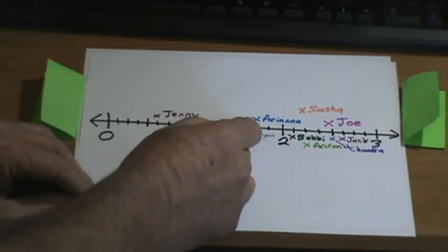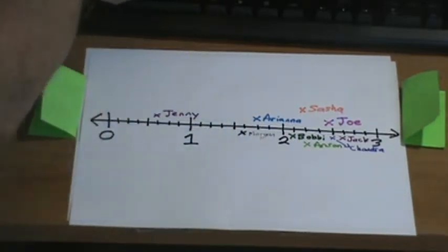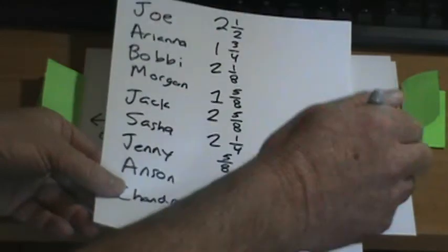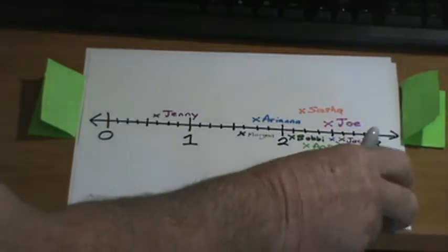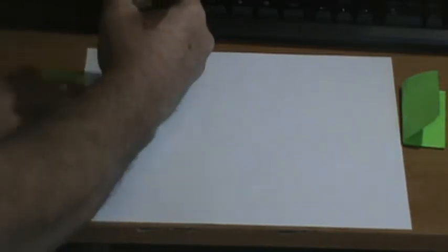Right there. It looks like Morgan ran a mile farther. So here's Jenny at 5/8 and Morgan at 1 5/8. So we can see 1 mile farther. So our answer to 2A, who ran a mile farther than Jenny, is Morgan.